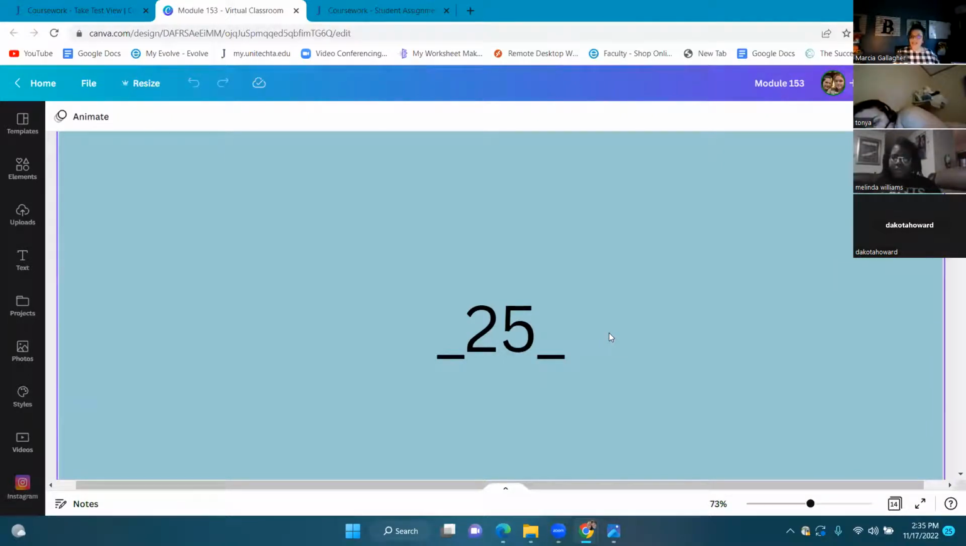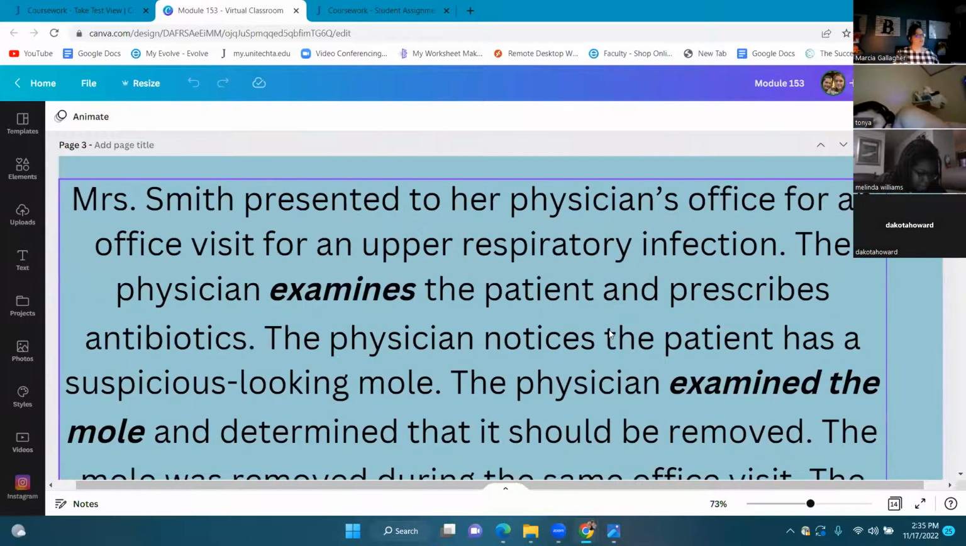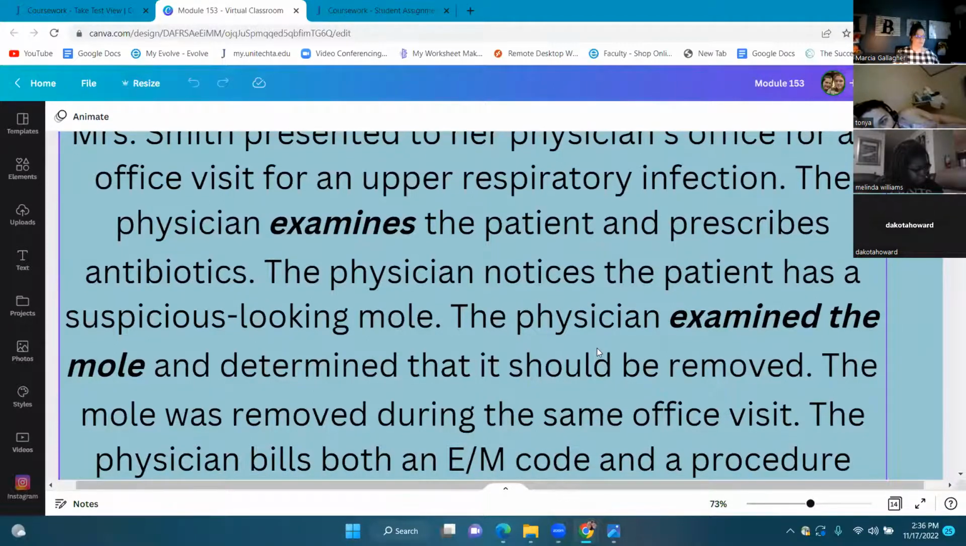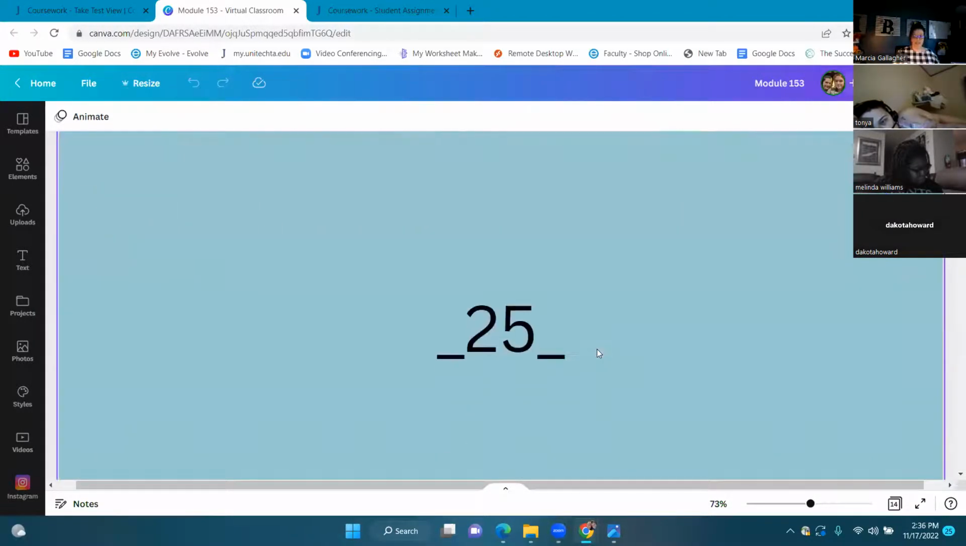Now 24 says unrelated, right? If you look at the two things that he did, are they necessarily related? No, but they're in the same visit during the same examination, but they're significantly separated because one's an upper respiratory infection and the other is the removal of a mole. So we're going to use modifier 25.